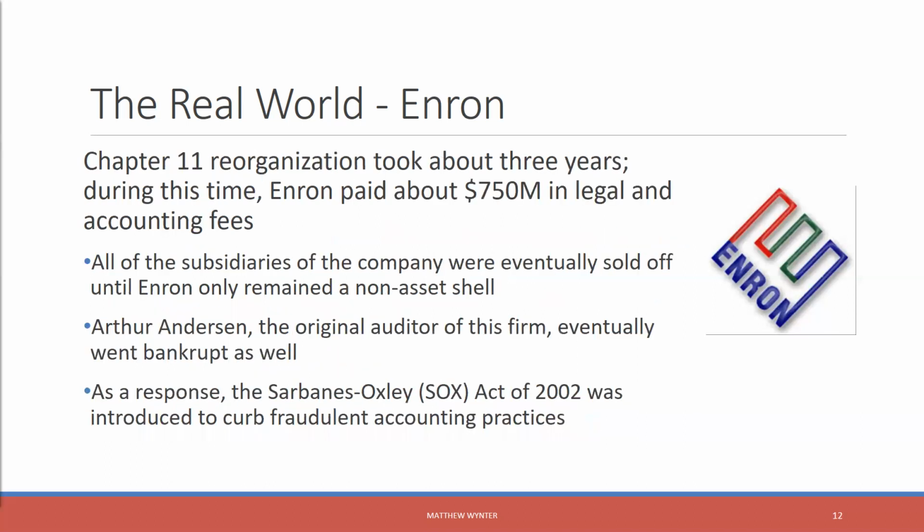And this process was incredibly costly. This Chapter 11 reorg took about 3 years and 750 million in legal and accounting fees. Eventually, all of the subs were sold off. Arthur Andersen, the original auditor of Enron, eventually went bankrupt. And in response to all of this, we had the Sarbanes-Oxley Act of 2002, SOX. And this was introduced to curb some of the fraudulent accounting practices that led to the Enron episode.